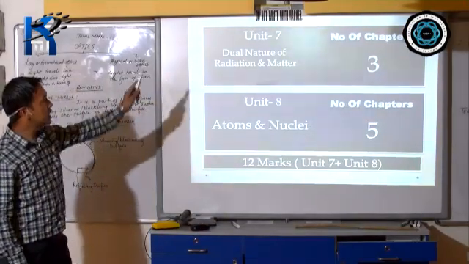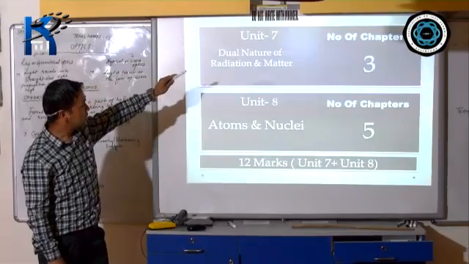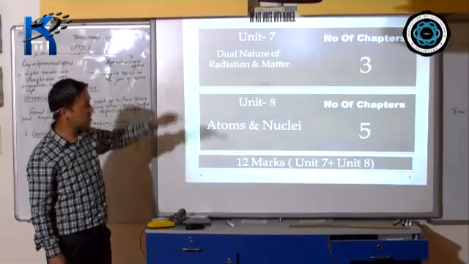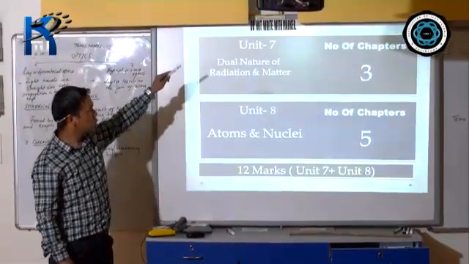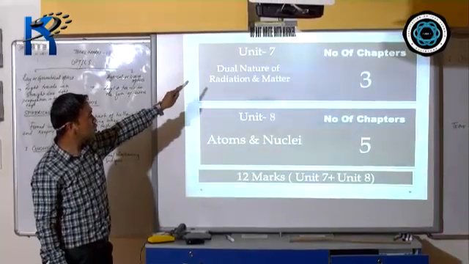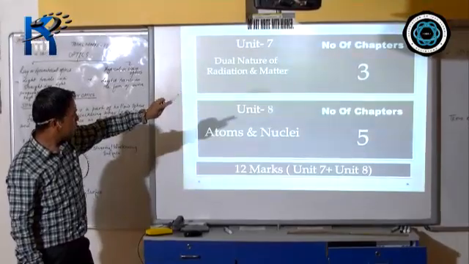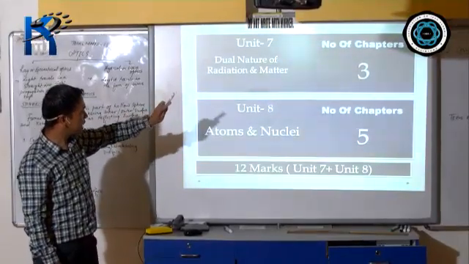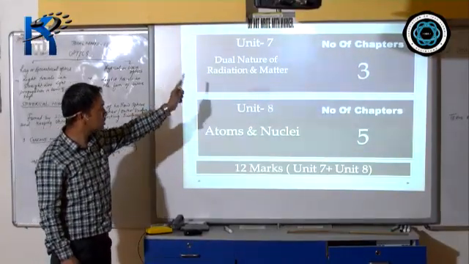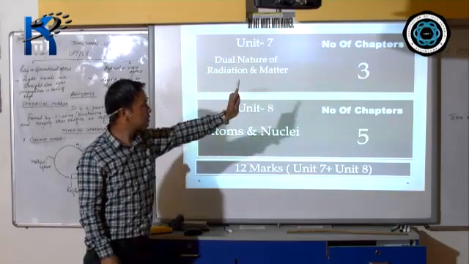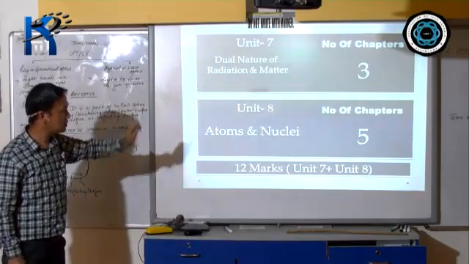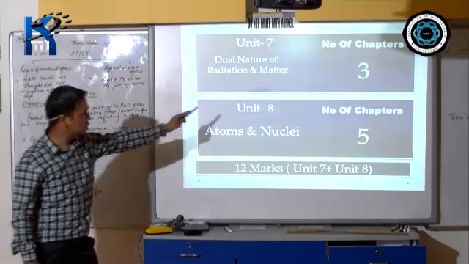Next, we move to unit 7. This unit usually comprises modern physics. Unit 7 is dual nature of radiation and matter. We study the relation or nature between light or radiation and matter. This unit comprises 3 chapters. So we have 3 chapters in unit 7, followed by unit 8.